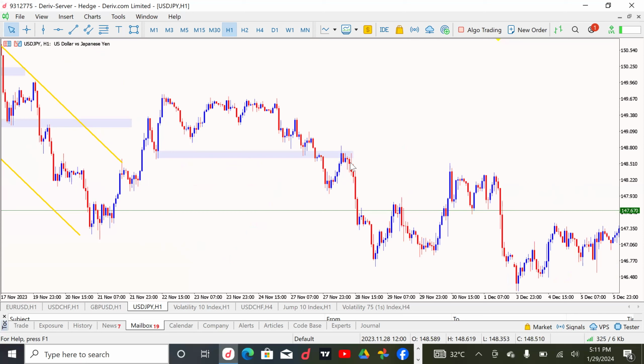This is a break of structure. This is the fill of the order block right here. I'm going to explain all these scenarios in my next video. I just want to make this video very quick and short so that we know what is happening.